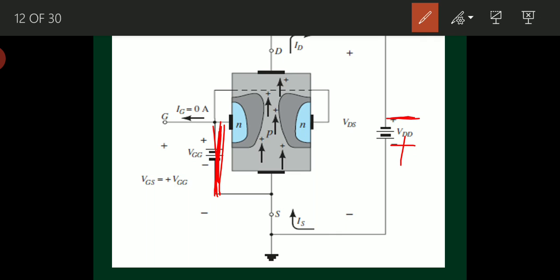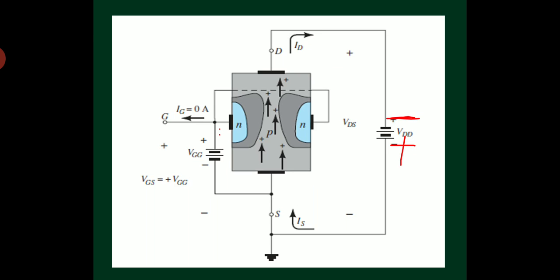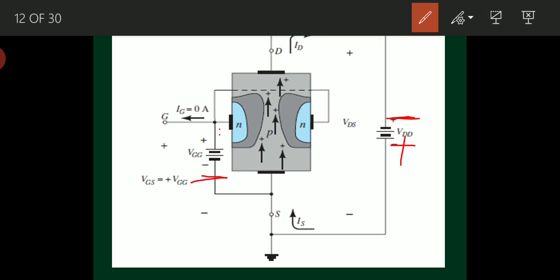Case 2 is when VGS is greater than 0, meaning I am applying some positive voltage here, like this, which you are now seeing on the screen. And the third condition is VGS less than 0. Less than 0 means this terminal becomes negative and this terminal becomes positive. So we have to talk about these three conditions in order to get an idea about the p-channel JFET.